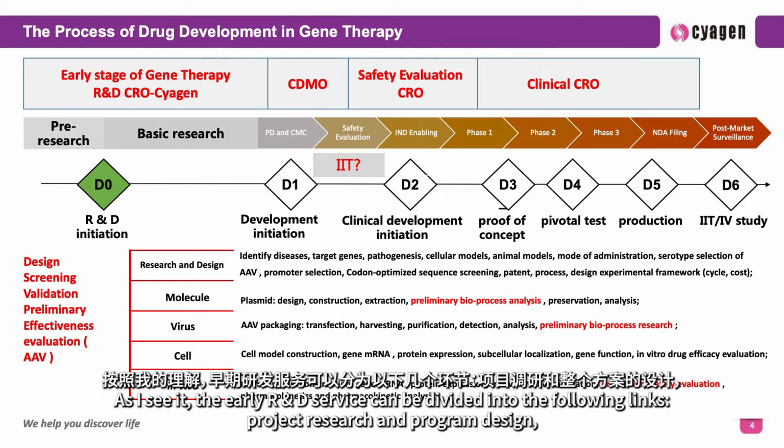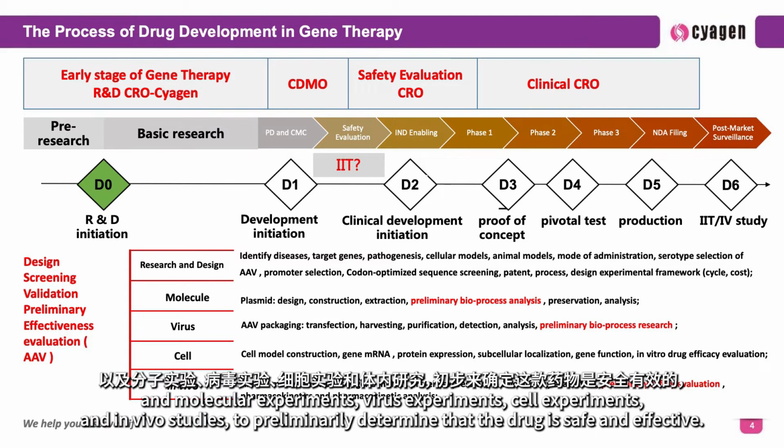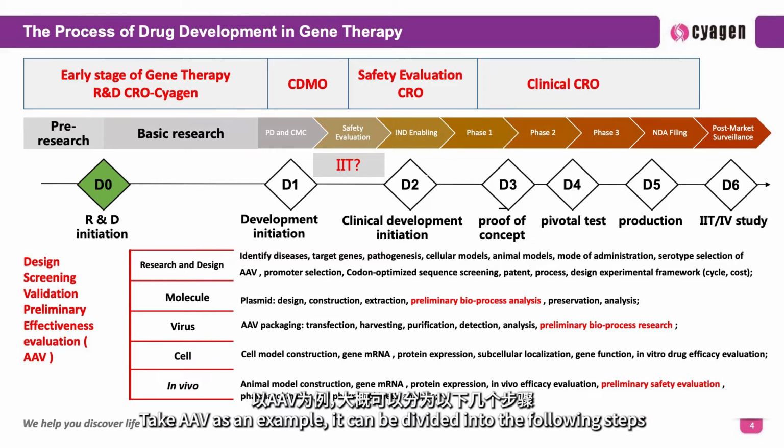As I see it, the early R&D service can be divided into the following links: project research and program design, and molecular experiments, virus experiments, cell experiments, and in vivo studies, to preliminarily determine that the drug is safe and effective. Take AAV as an example, it can be divided into the following steps.